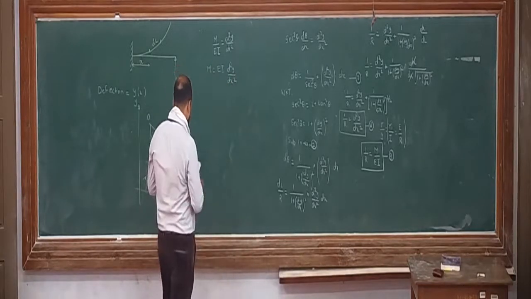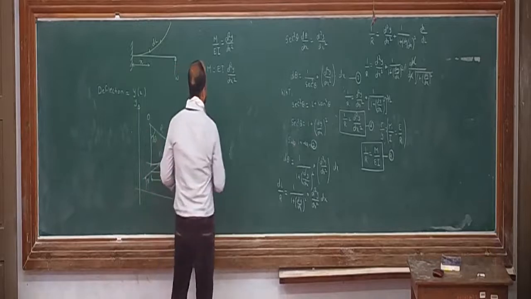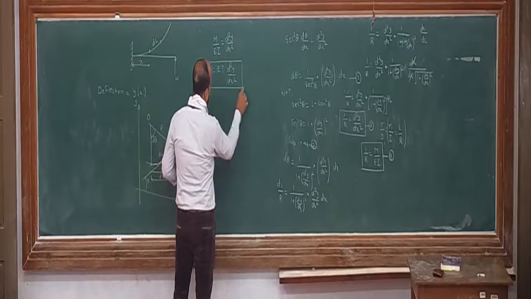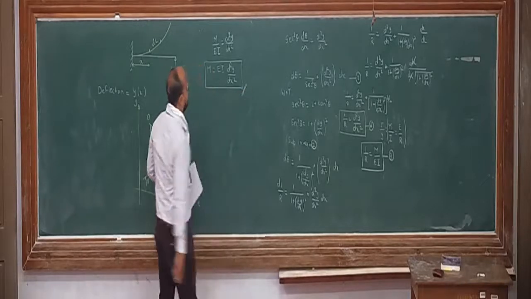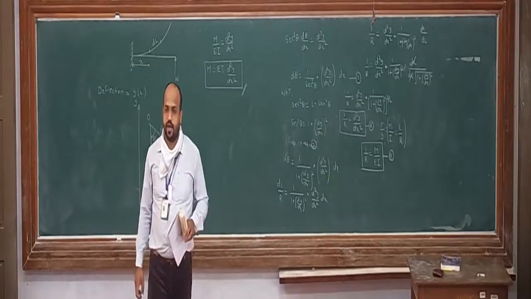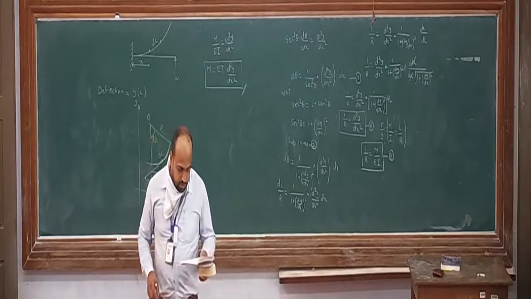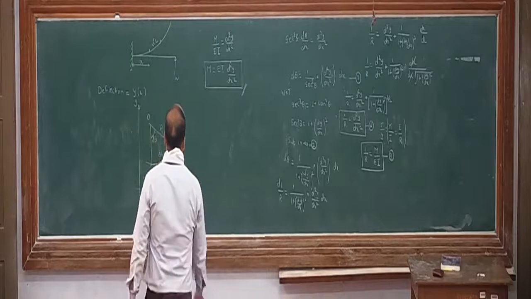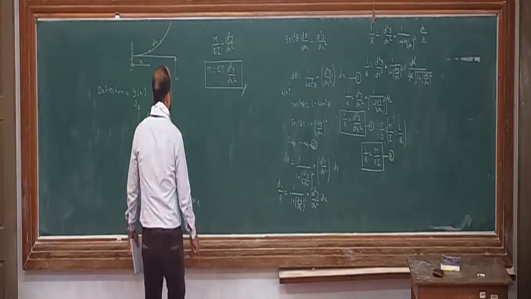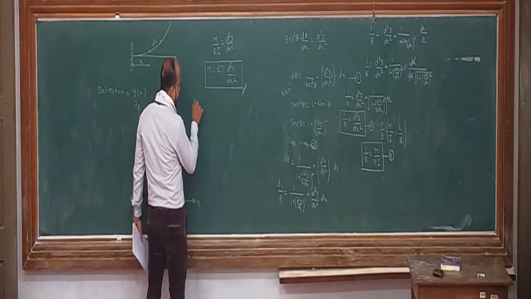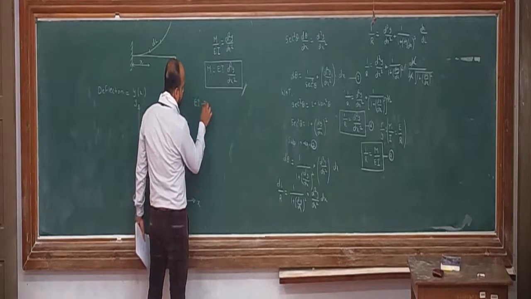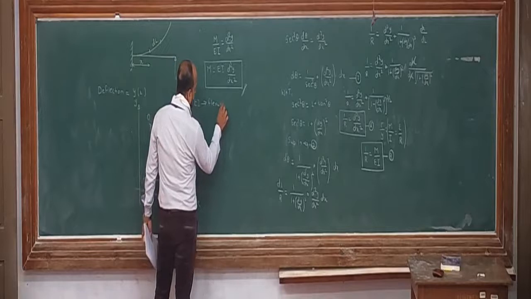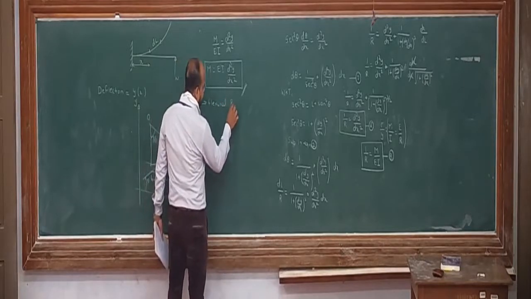This is what we call the deflection equation. M is equal to EI into d square y divided by dx square is your deflection equation. And whereas EI is flexural rigidity. So E and I is your flexural rigidity.